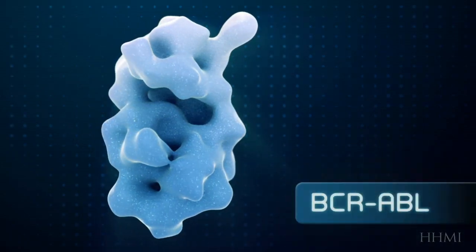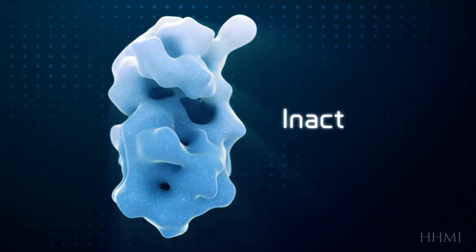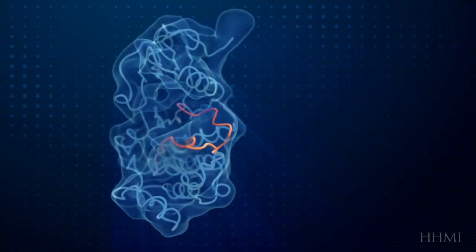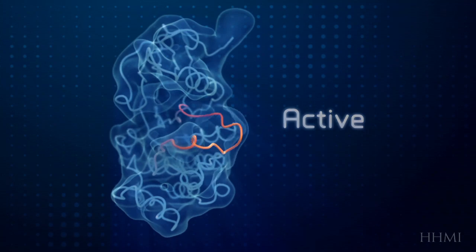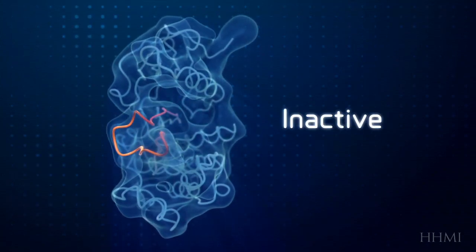BCR-ABL is a kinase. I want you to watch it change. It's flipping back and forth from an active to an inactive conformation. Now we're looking at the skeleton. You see that loop, which is called the activation loop, moving back and forth.